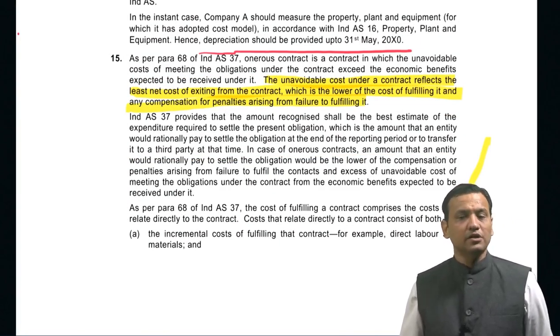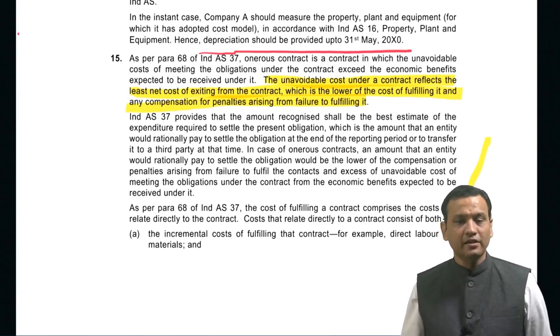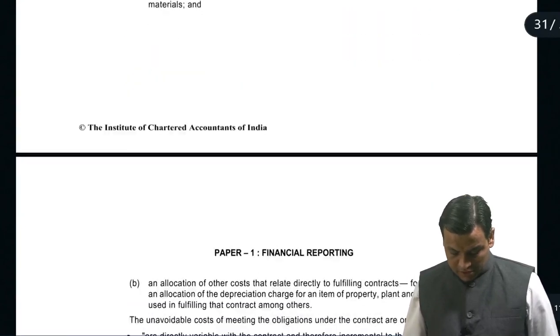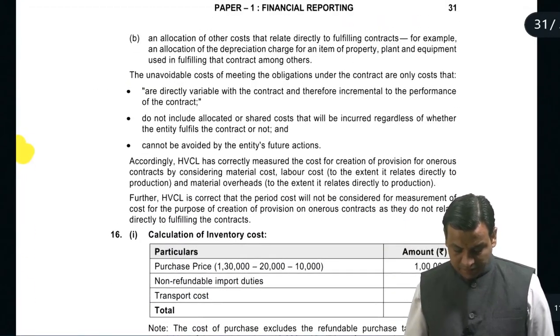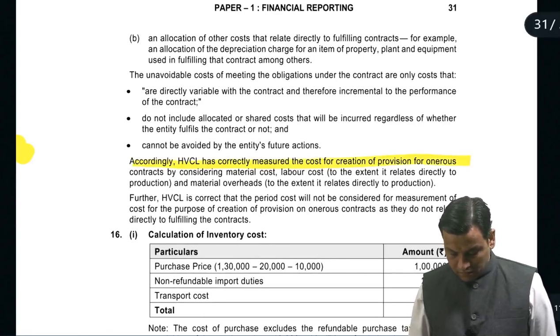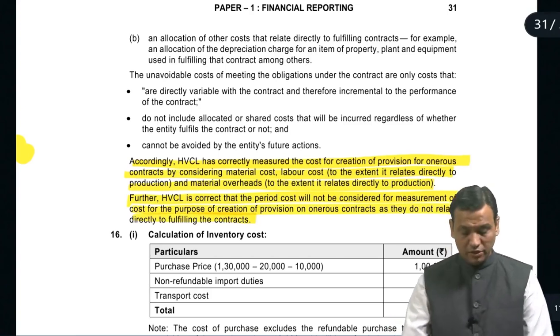The unavoidable cost under the contract reflects the least net cost of exiting from the contract, which is the lower of the cost of fulfilling it and any compensation or penalties arising from failure to fulfill it. The stuff which I spoke. Okay, so the same thing. Period cost should not be included. Very much correct point. Nothing wrong in this.